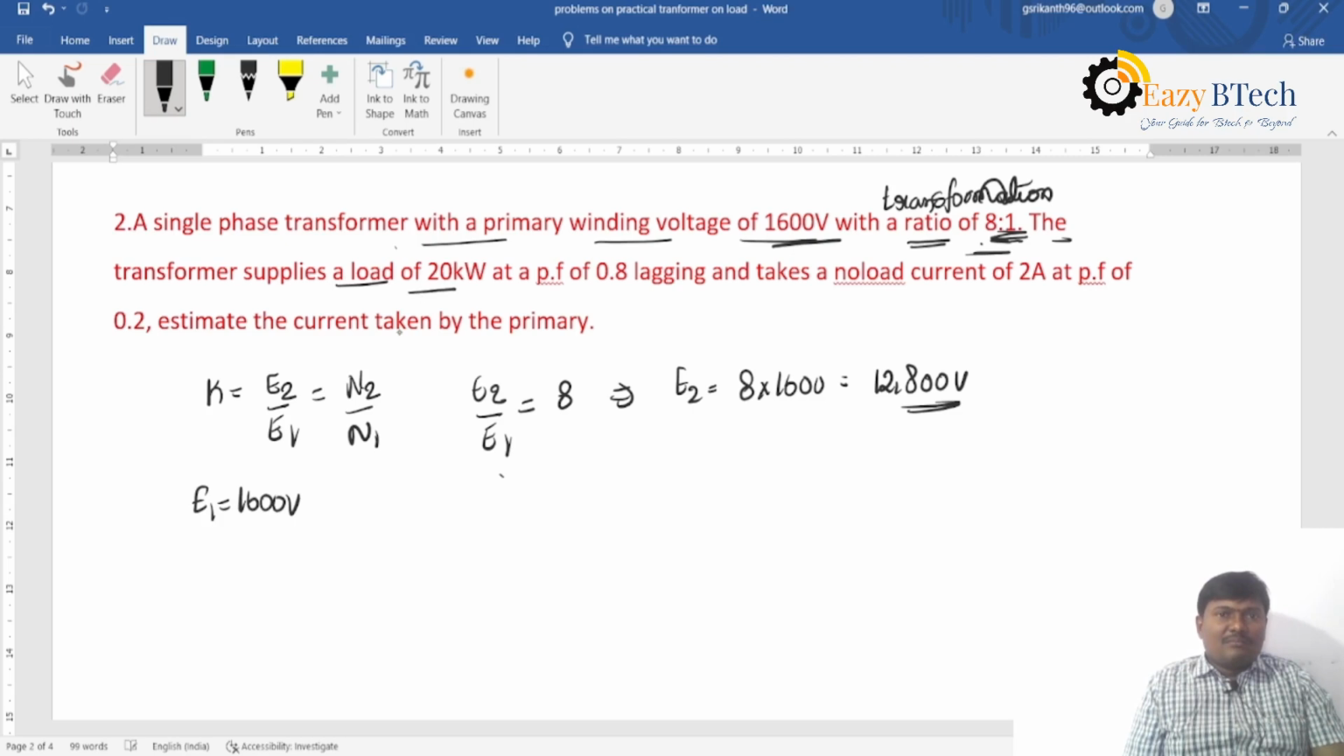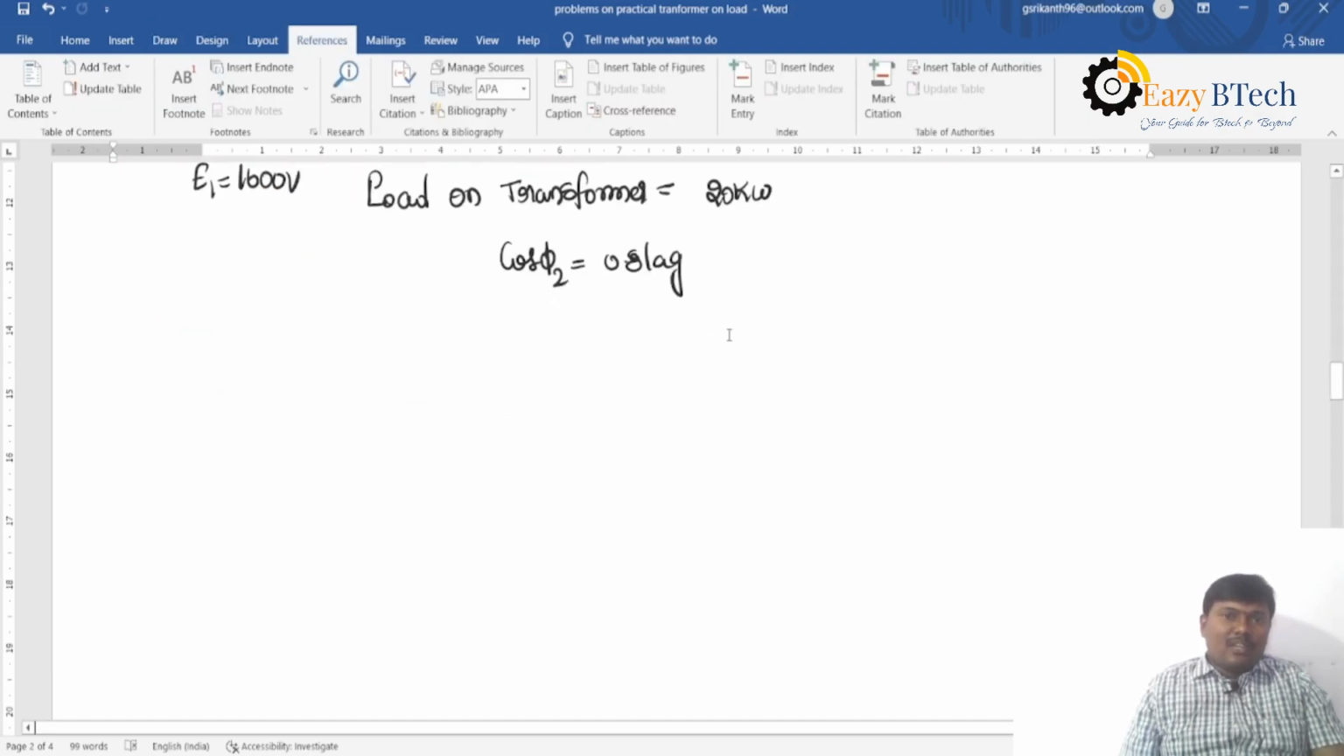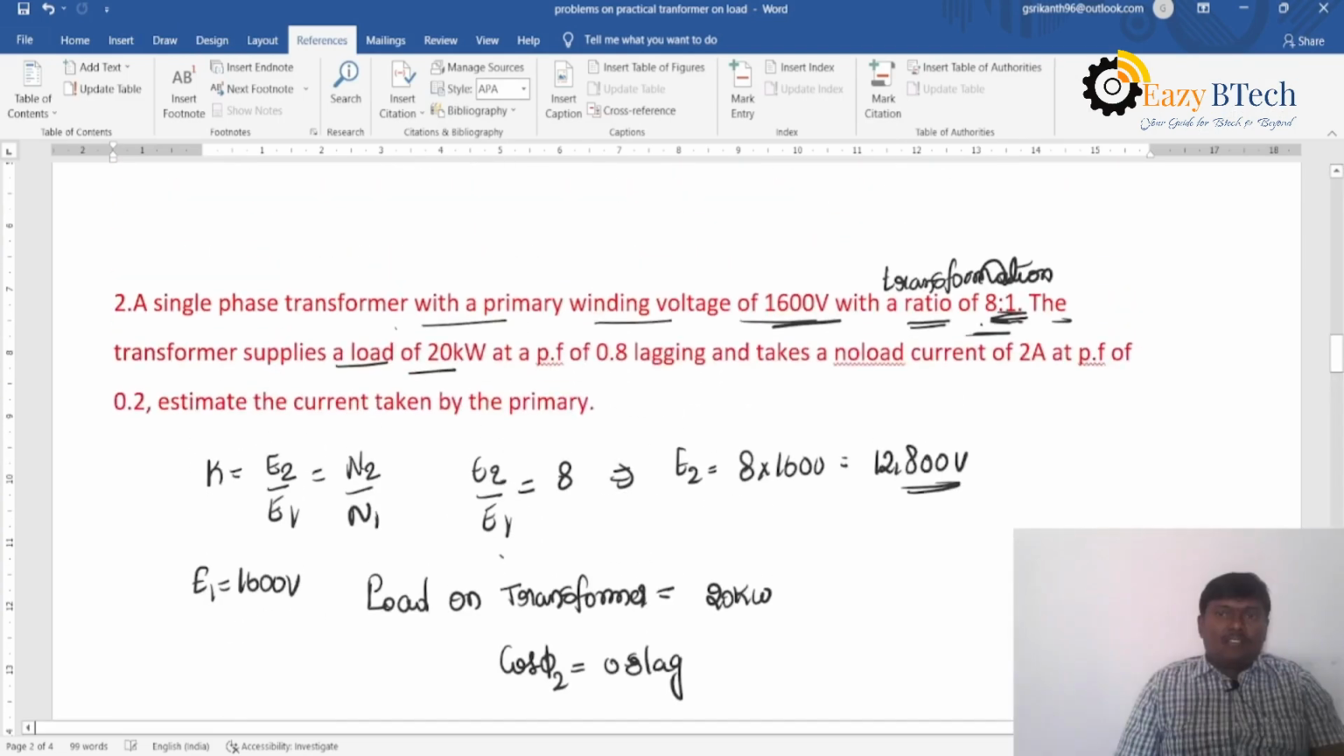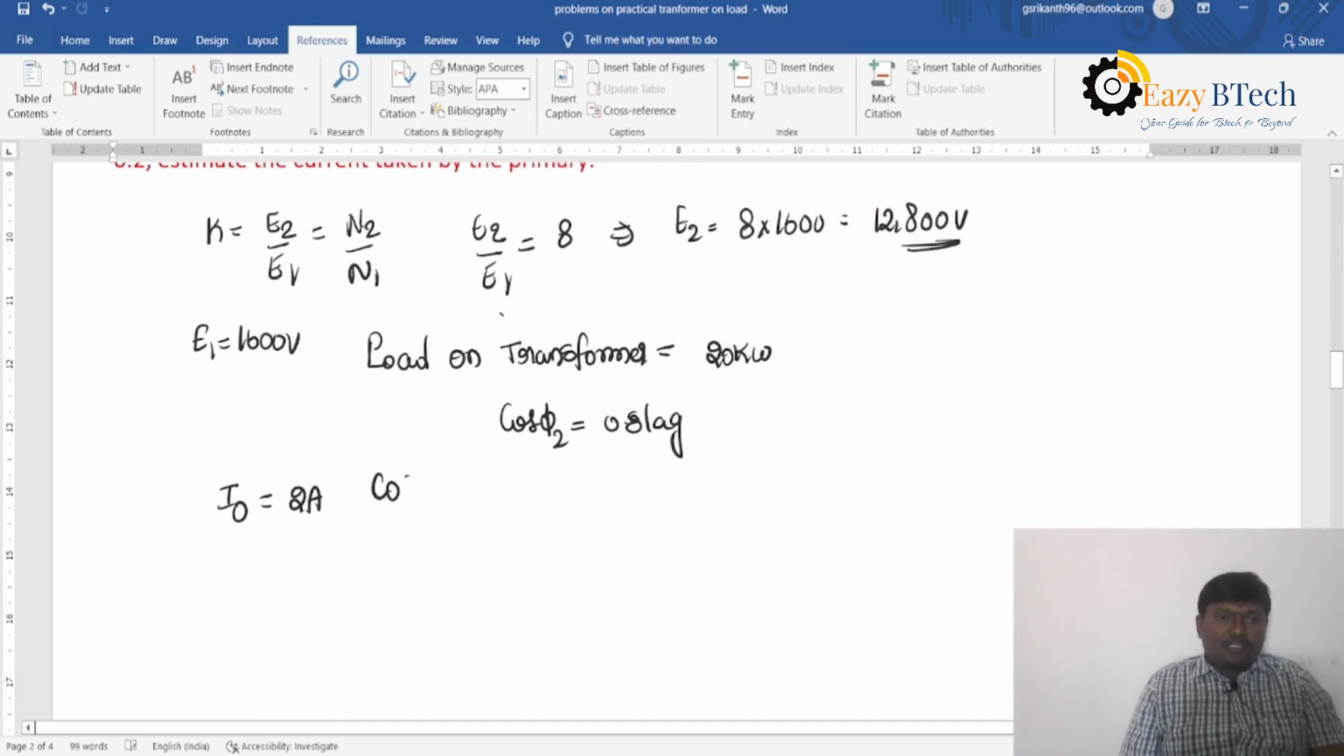The transformer supplies a load of 20 kilowatts. So the output power is a load on a transformer, is equal to 20 kilowatts. And the load power factor is 0.8 lagging. And takes a no load current of 2 amperes. The I0 value is 2 amperes with a power factor of 0.2, that is cos phi 0 is equal to 0.2.